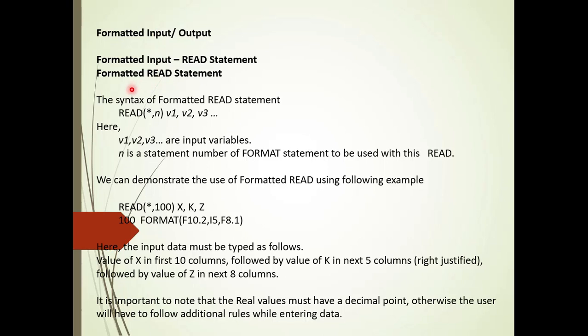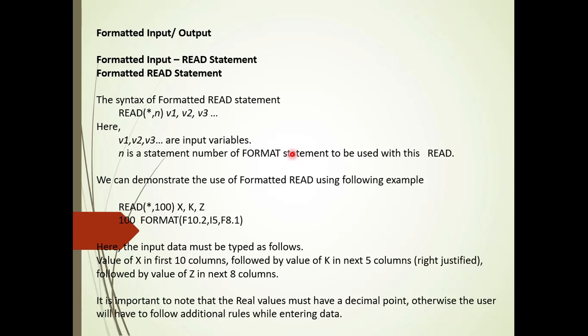As you know, in the earlier video, we have seen the syntax of the unformatted statement. Earlier it was read star comma star, now it is read star comma n. So we are going to mention here the how part. This is the how part; the where part is not mentioned. This is the what part. So read star comma n v1 v2 v3. v1 v2 v3 are the input variables, and n is the statement number of the format statement.